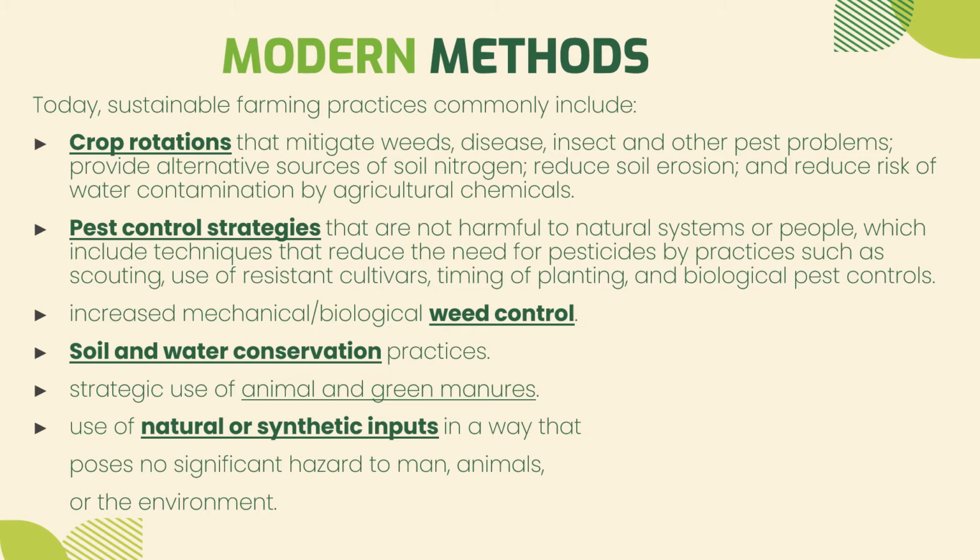Number 2. Pest control strategies that are not harmful to natural systems or people, which include techniques that reduce the need for pesticides by practices such as scouting, use of resistant cultivars, timing of planting, and biological pest controls.